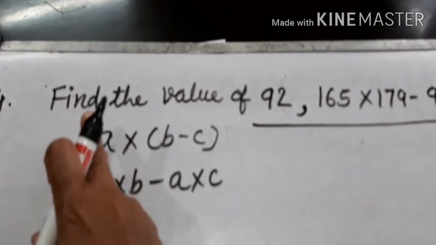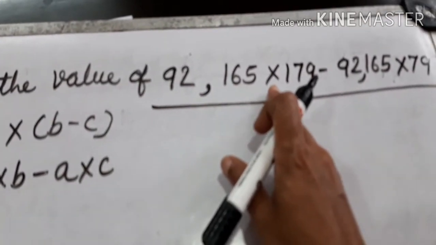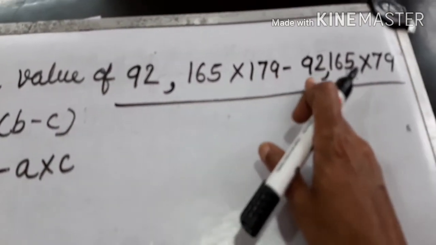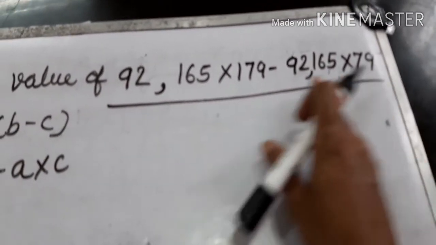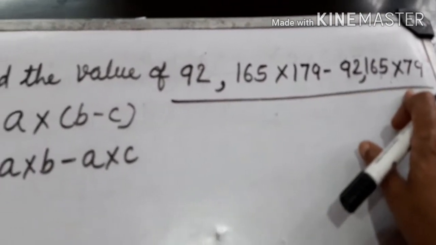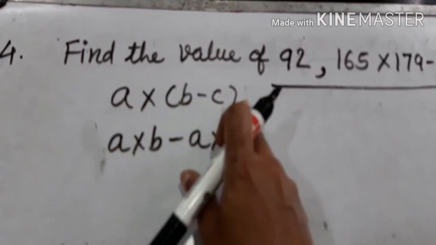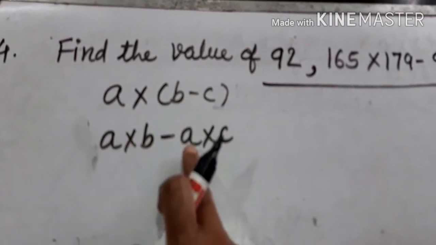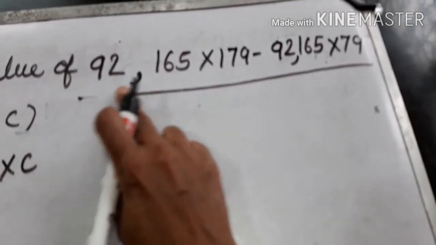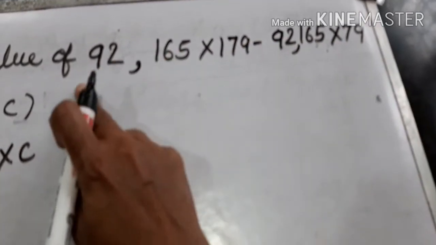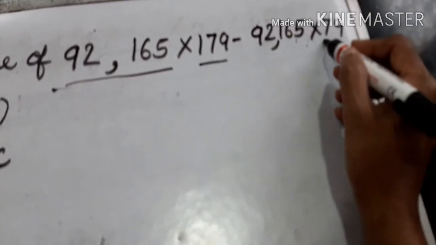See this question 4. Find the value of 92,165 multiplied by 179 minus 92,165 multiplied by 79. So this sum we can relate with the distributive property of multiplication over subtraction. This property, when we solve, is a into b minus a into c. So in this sum we can find out which is representing a here. The number which is distributed is this number. It is distributed with this number and with this number also.